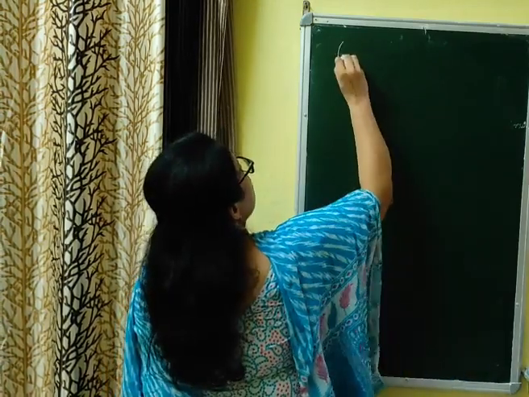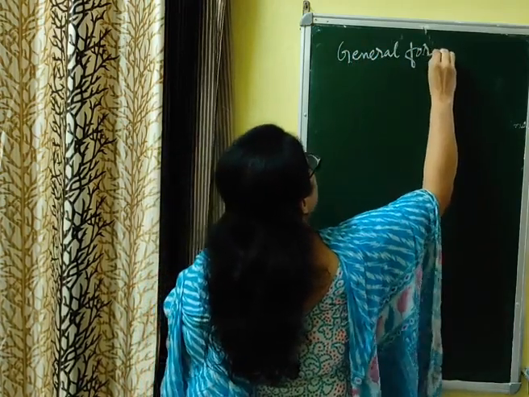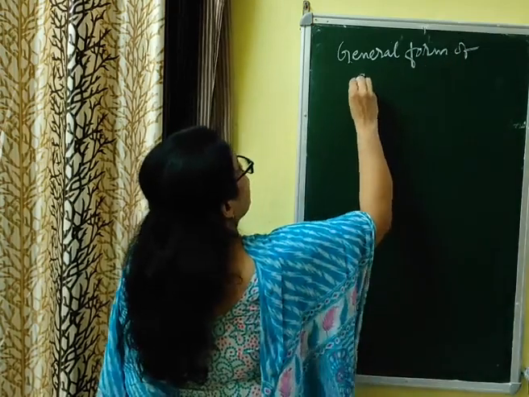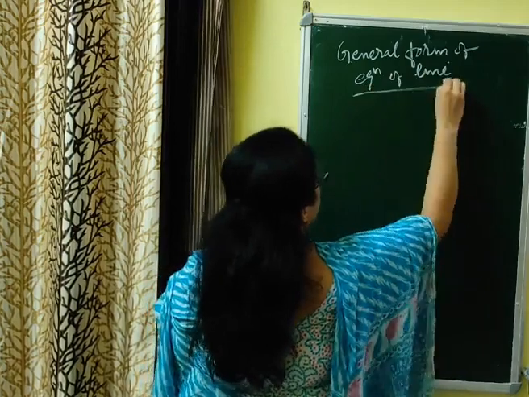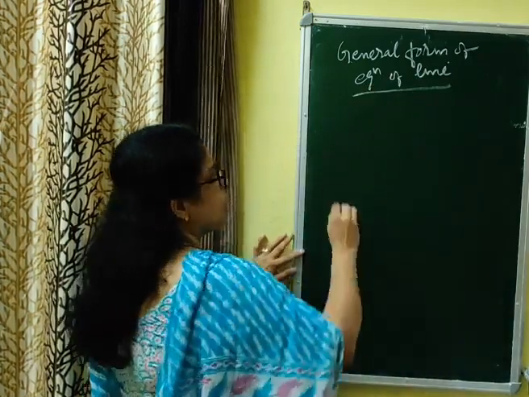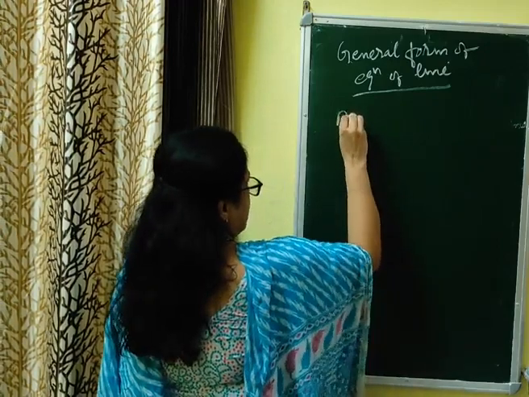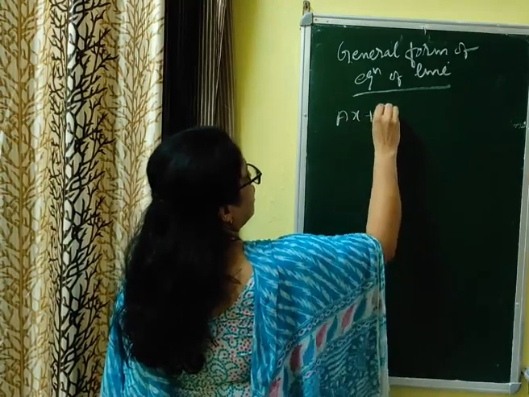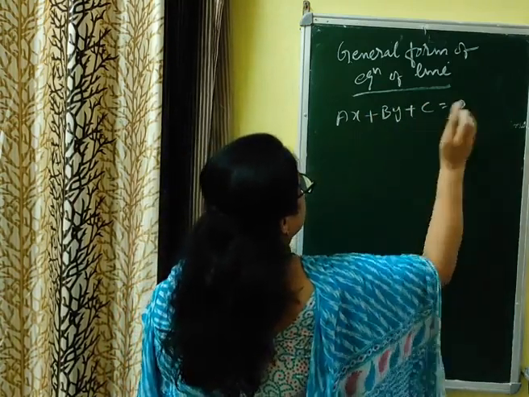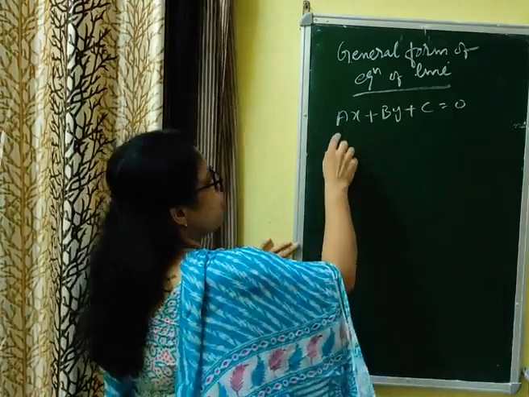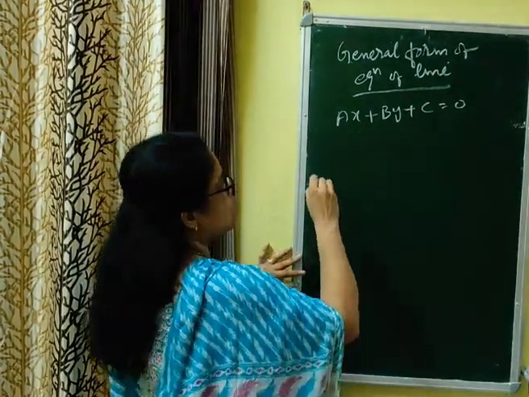General form of equation of a line. What is the general form of an equation of a line? That you are studying in smaller classes. ax plus by plus c equal to 0, where a, b, c are constants. For convenience, here we are taking ax plus by plus c is equal to 0 where a, b, c are constants. First of all, आपको जनरल फॉर्म में दे रखा होगा, how we can convert this equation into different forms.